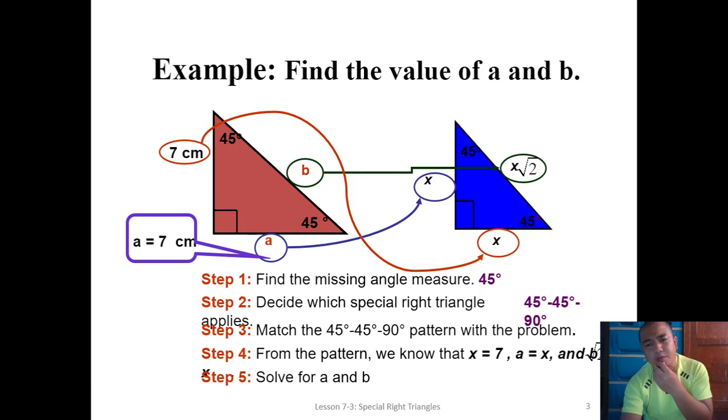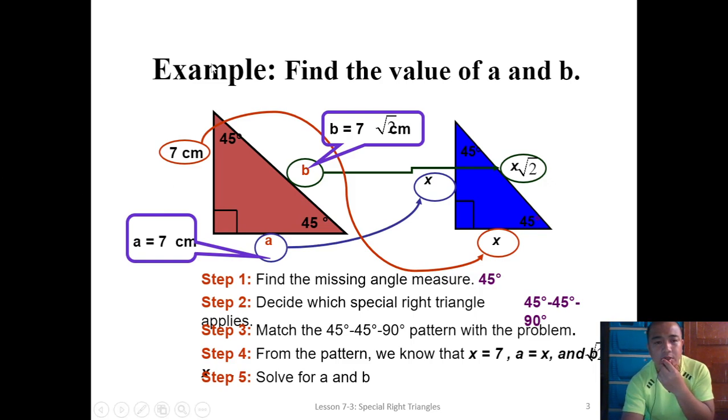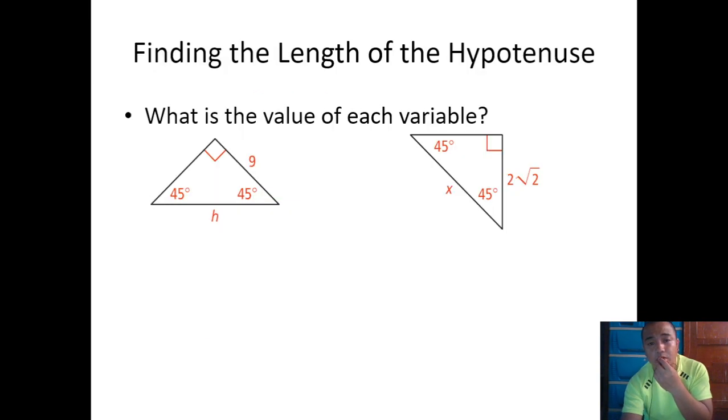Now, okay, we have solved that already, right? I think this is the long method. So, if it's an isosceles right triangle, the legs are equal, and the length of the hypotenuse is one leg times square root of 2. Here, what's the value of each variable? For example, the h. Of course, 45, 45, 90. This is 9 square root of 2.